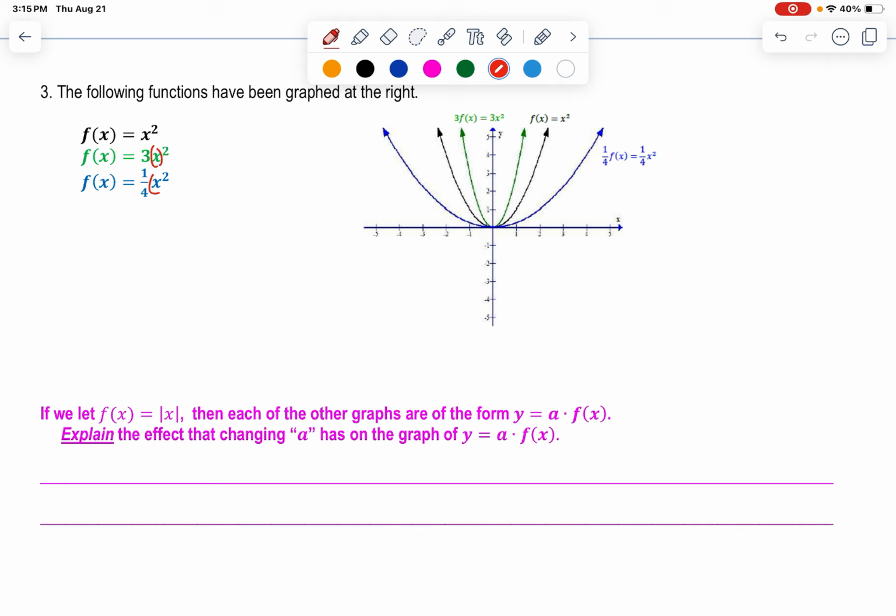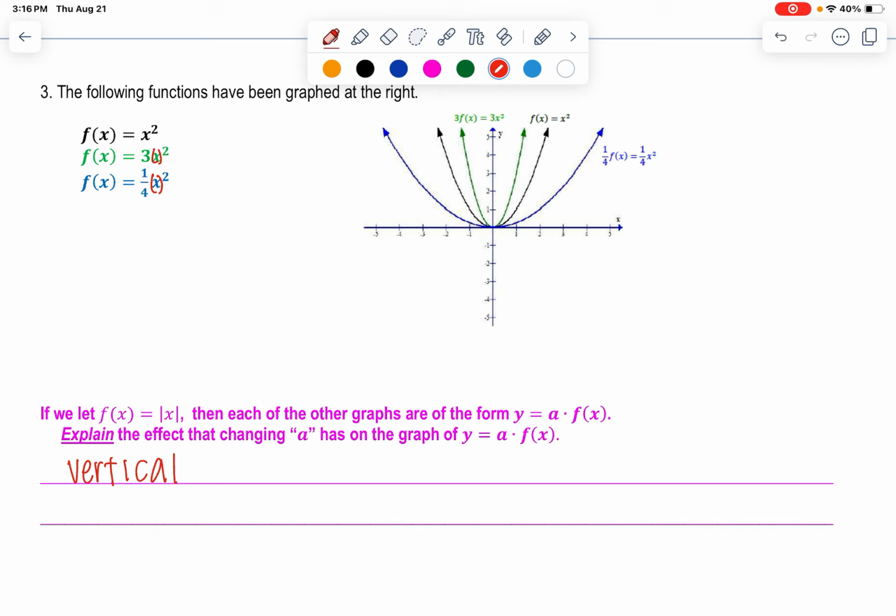And if it was inside, it would look like this. That's inside the parent, right? And it doesn't look like that. If there's no parentheses, that means it's only around x, right? So we have a multiplier outside the parent. Outside is always vertical, okay? So this is a vertical effect, so I can start by writing that down.